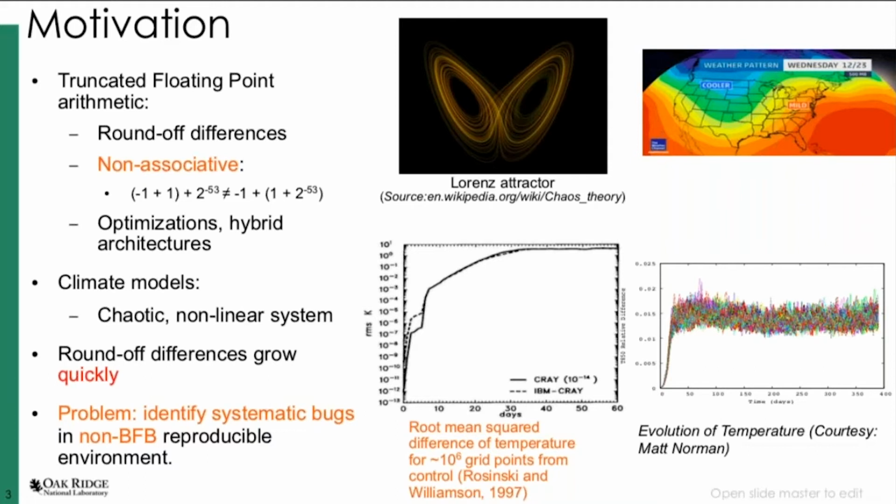Climate models, as we know, are basically chaotic nonlinear systems, and any small change, as we know from the Lorenz attractor, would lead to a new state in a very short time period, so the round-off differences grow quickly. So again, the problem is if we introduce some change that is causing a non-bit for bit solution in the model, how do we identify systematic bugs that might have been introduced, as opposed to these innocuous round-off differences that grow as well, right?